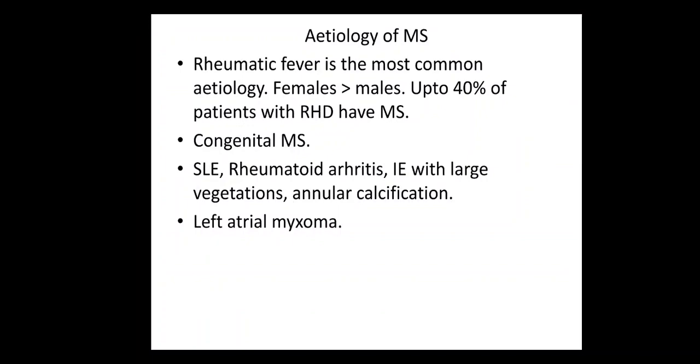Coming to the etiology of mitral stenosis, as we have discussed, rheumatic fever and rheumatic carditis is the most common etiology, contributing to more than 50% of mitral stenosis. Then comes congenital mitral stenosis, and to some extent the acute valvulitis that occurs during rheumatoid arthritis, SLE, or infective endocarditis. When they heal, they may end up with mitral stenosis. Left atrial myxoma sometimes blocks the mitral orifice, and it may have similar hemodynamic consequences as mitral stenosis.